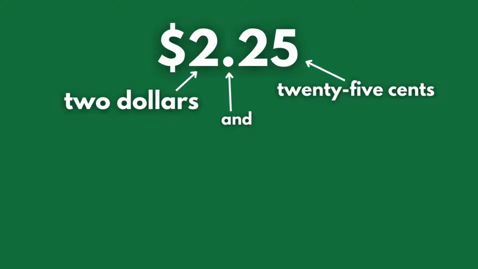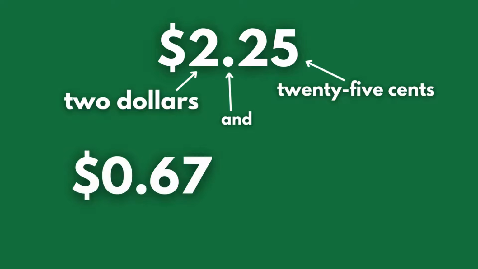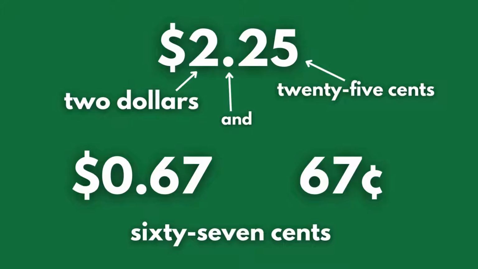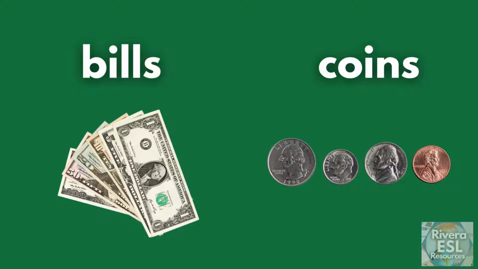If I don't have any dollars but only cents, I can write it two ways. I can have a zero after the dollar sign and the cents after the decimal point, or I can use the cent sign. Here shows 67 cents. Now we will learn the names for the different bills and coins that we use in the United States.